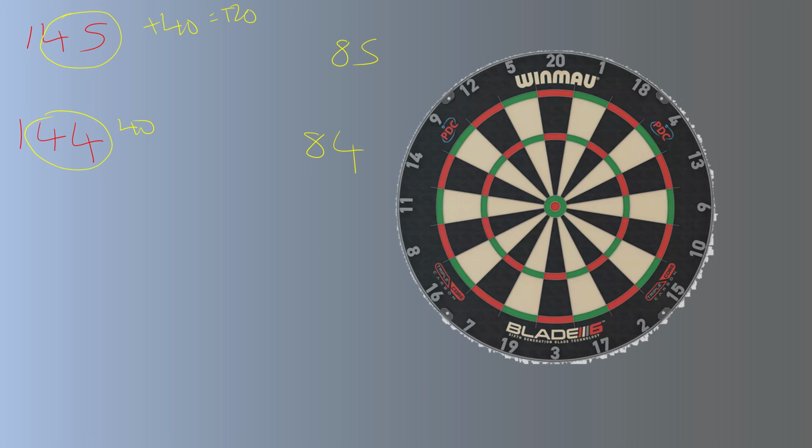So you're not really learning 145 or 144, you're just literally learning to add treble 20 on, which is just adding 40 onto the last two numbers, right? So you see 145 as treble 20 leaving 85, and 144 as treble 20 leaving 84. Now we have to learn 85 and 84, so let's jump to that straight away.